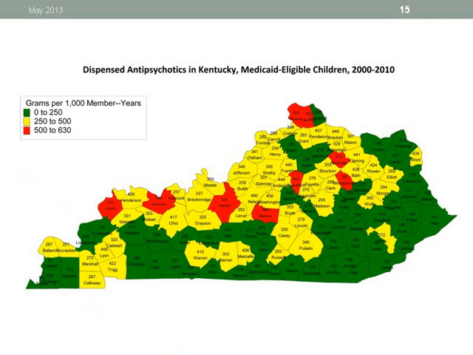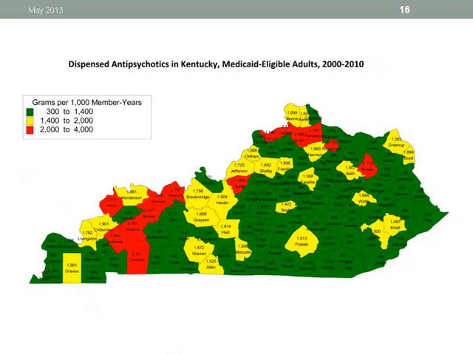I have the same kind of chart for adults. You can see where the gram totals are a lot higher. Again, we have this red over here in the western part of the state.